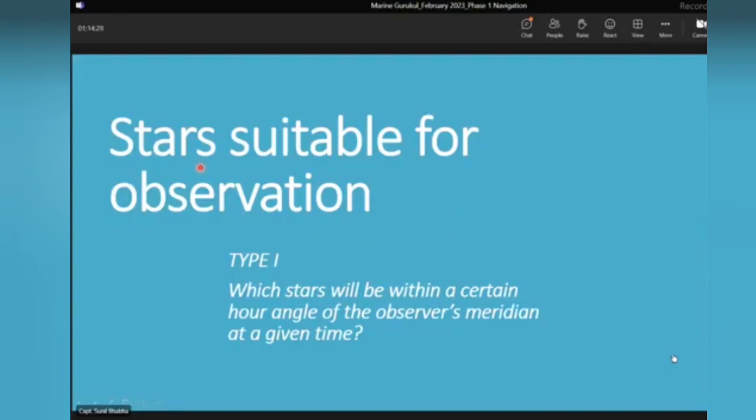The type 1 question which comes in the exam, the most basic and the most simple question related to this topic, is that they will ask you which stars will be within a certain R angle of the observer's meridian at a particular given time. So we are now going to see how we solve this type 1 problem.